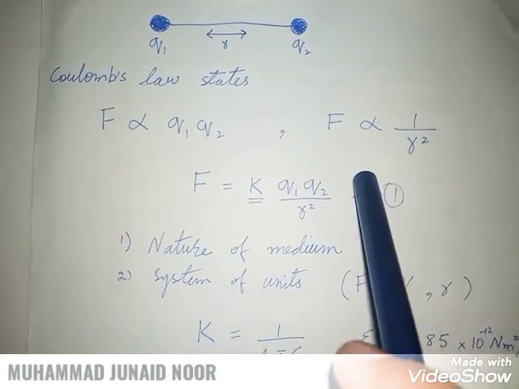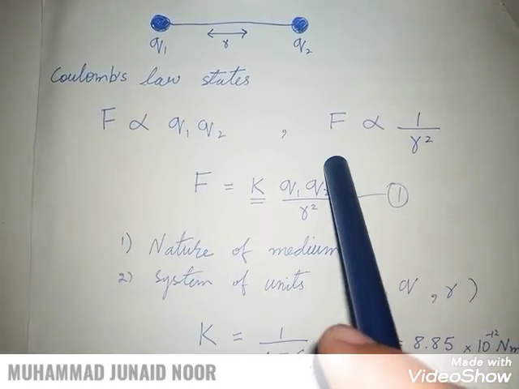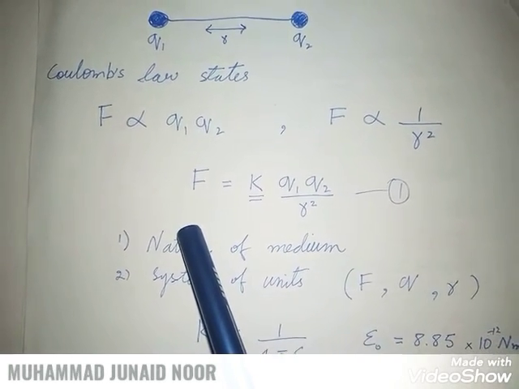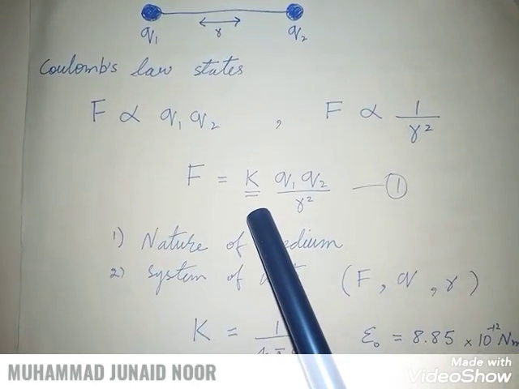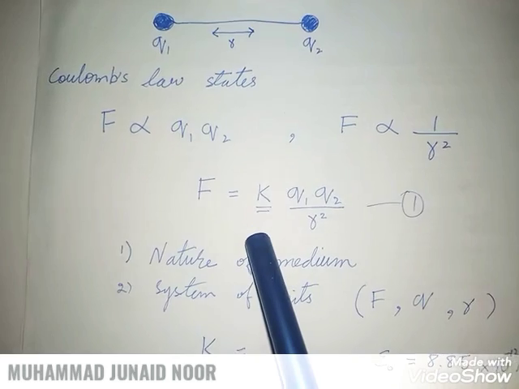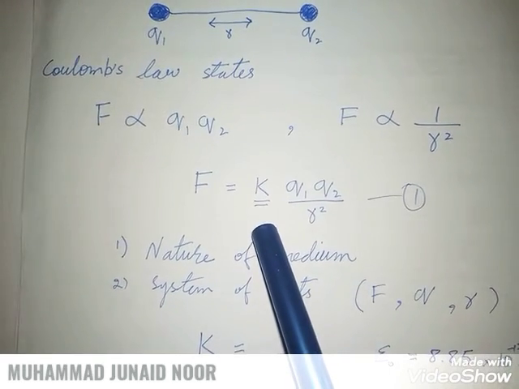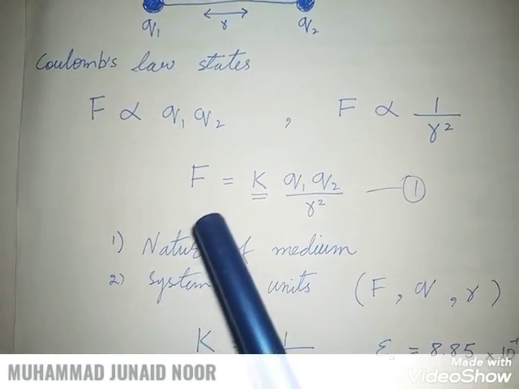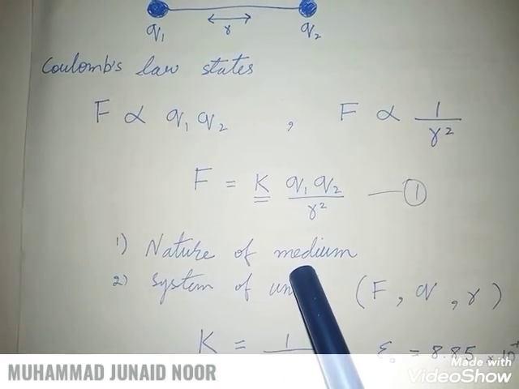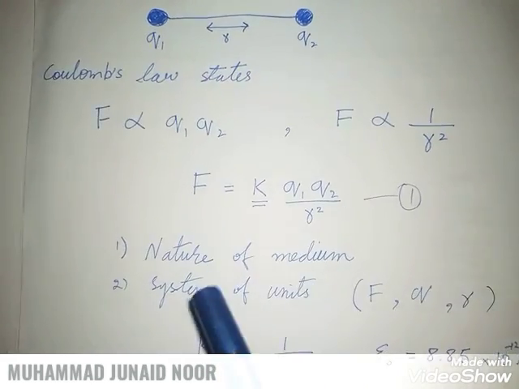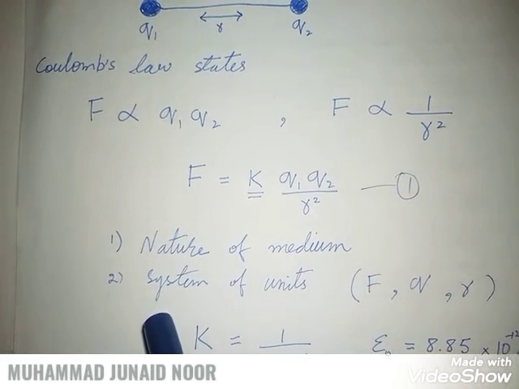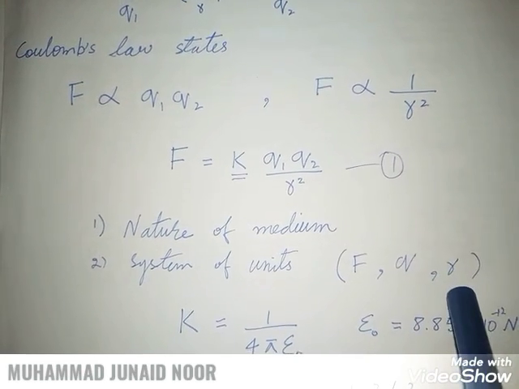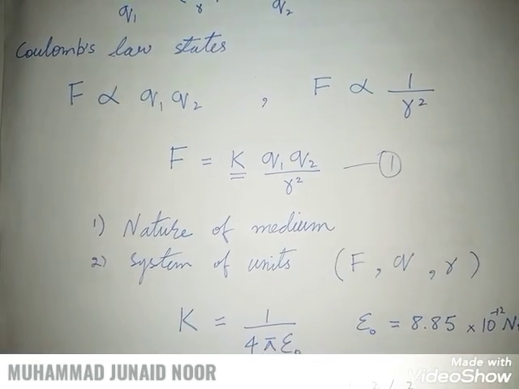So now we have two parts, so we'll convert these two relations into a single mathematical expression. In this expression we have a constant k, which is the constant of proportionality. The value of this constant depends upon two factors. The first one is the nature of the medium that we are using between these two point charges, and the second is the system of units in which the force, charge, and the distance are being measured.